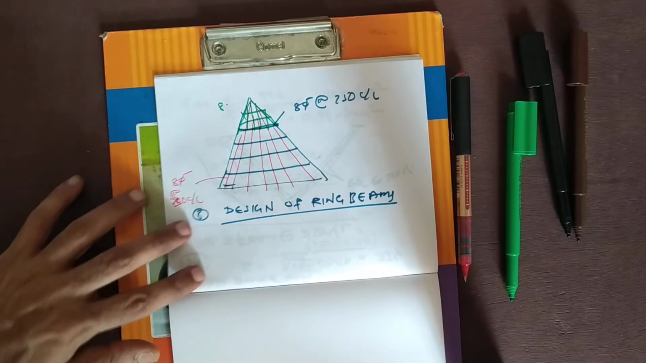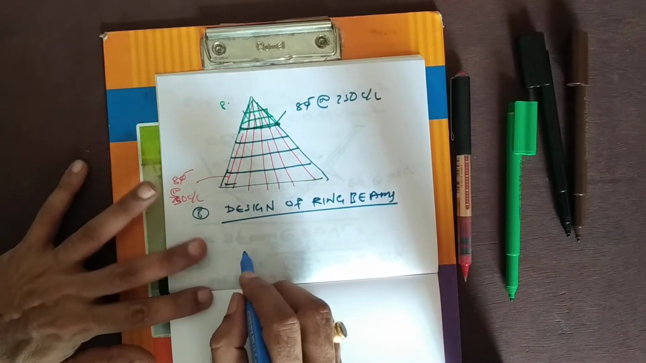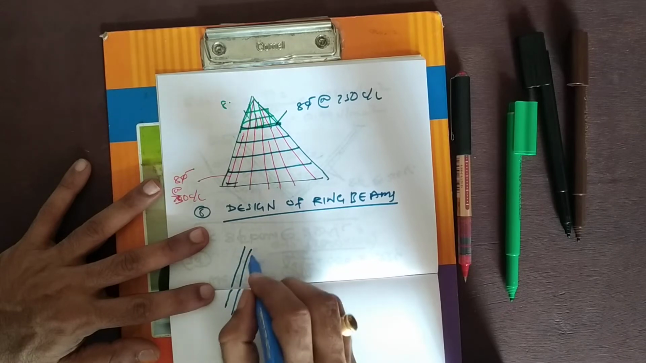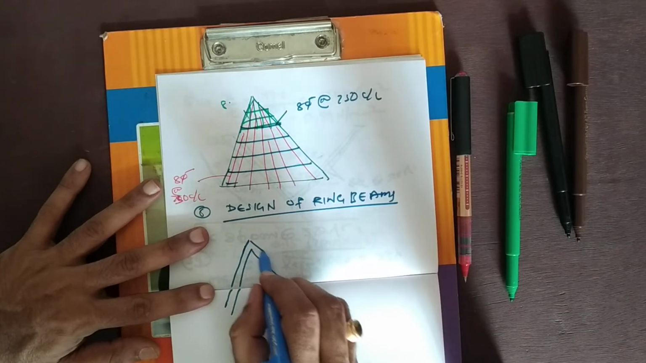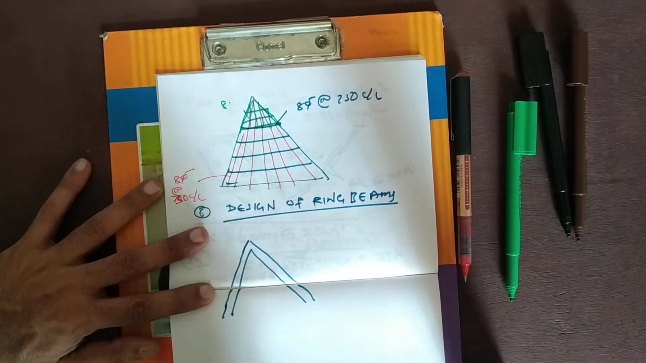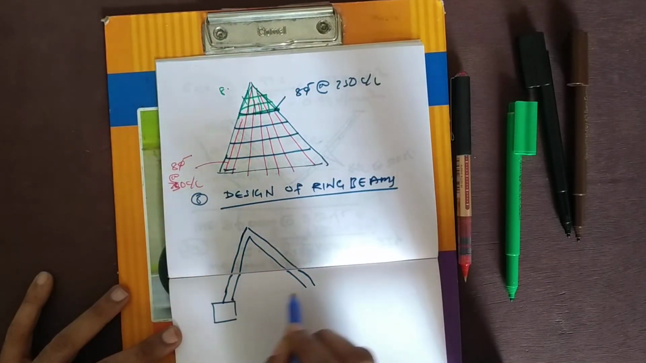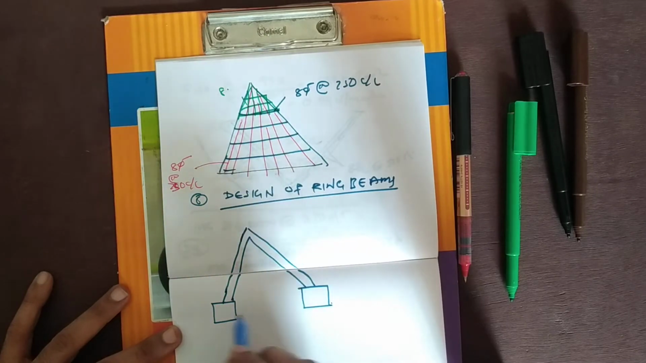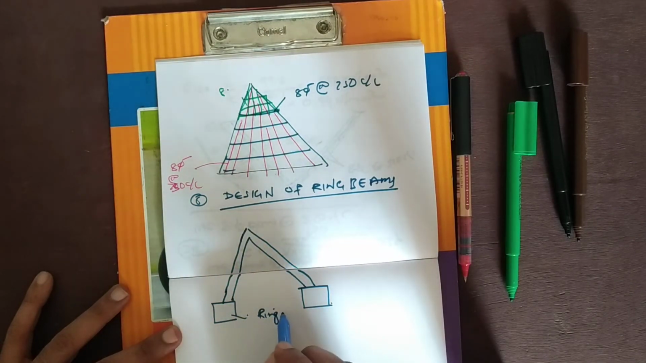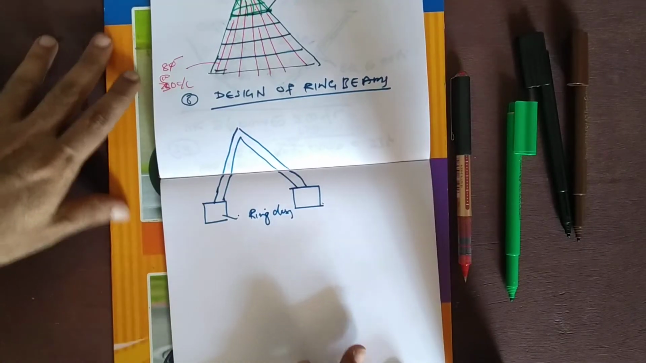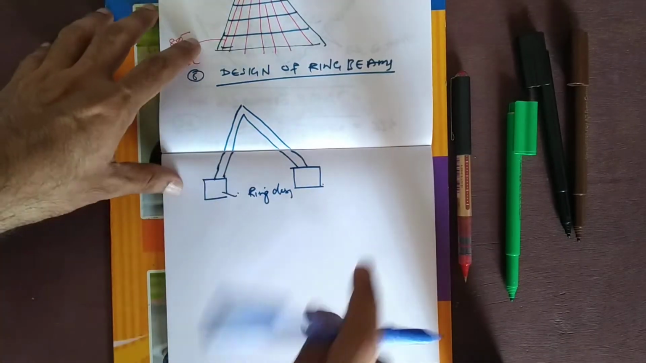As I told you in the case of other spherical domes, same way here, this is your conical dome. It comes like this, right? It comes like this, and it has to sit on a beam like this. This is called a ring beam. So this ring beam we need to design. Okay, so let us see what is the force coming on the ring beam.